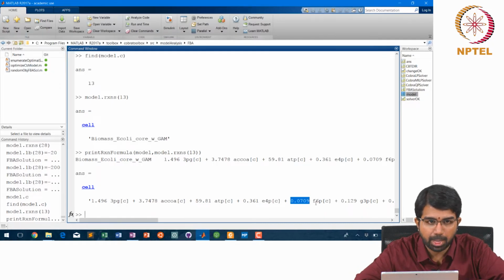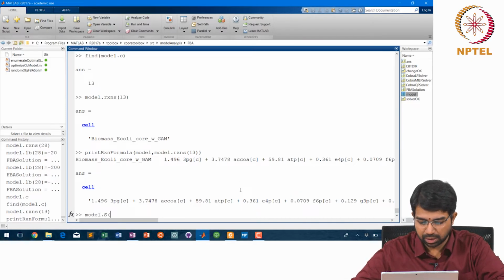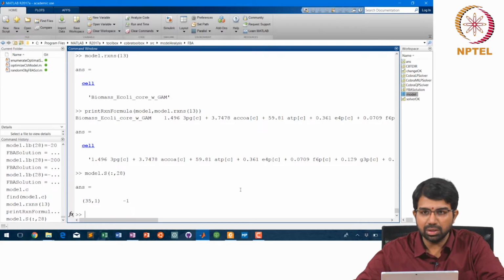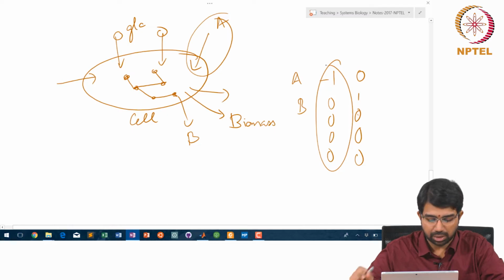Where are the exchange reactions and the reaction metabolites stored in the model? It is only in LB and UB. The exchange reactions are stored only in LB and UB. LB and UB are just lower and upper bounds, right? Yes. Okay. If you want, you can also look at the corresponding stoichiometric matrix. So model.S(:,28) should tell you the exchange reaction for glucose. That is only -1 and 0, exactly like this.